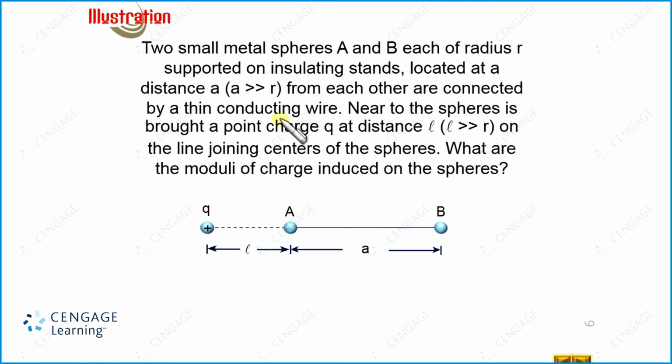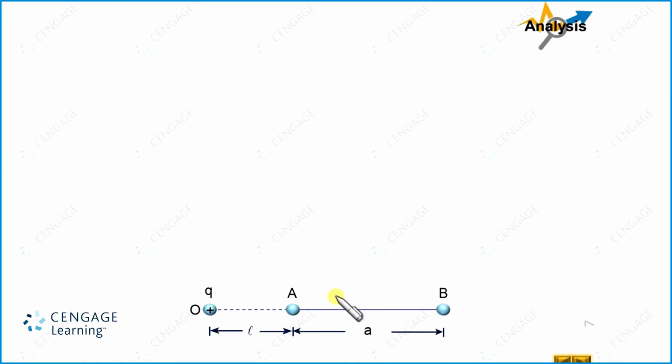Near the sphere, a point charge small q is brought at a distance small l. This is the point charge at a distance small l, and small l is also much greater than the size of the sphere. Okay. And here we need to calculate the magnitude of the charge induced on the spheres. So this is the question. So let us make the diagram on the next page. This is the situation which we need to analyze.